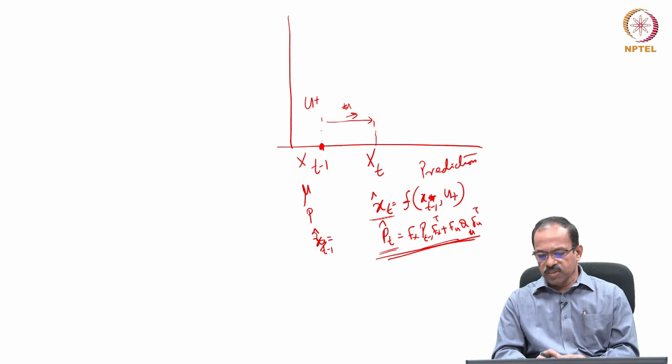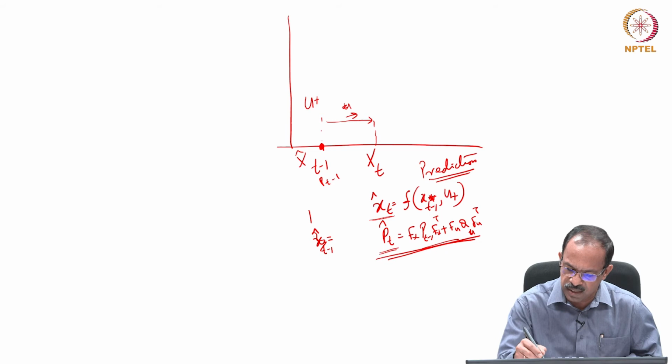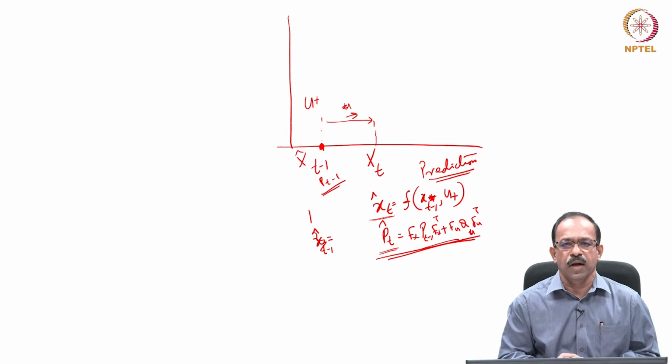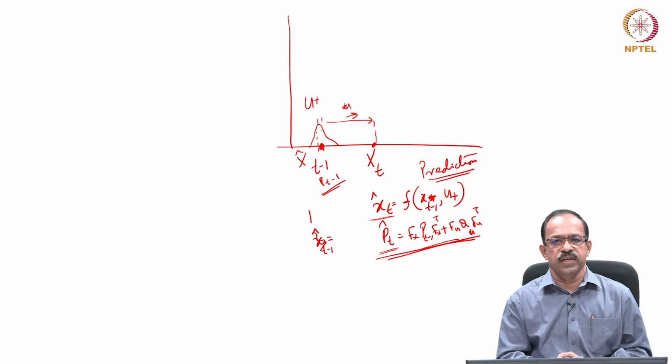So, now we have this prediction. Initially x t minus 1 was known, and p t minus 1 is the uncertainty here. So I call this position x t minus 1, and p t minus 1 is its uncertainty. Now, from here, we have moved with the prediction. Initially assume that it was like this, with x hat and p t minus 1. Now, it has moved to here.